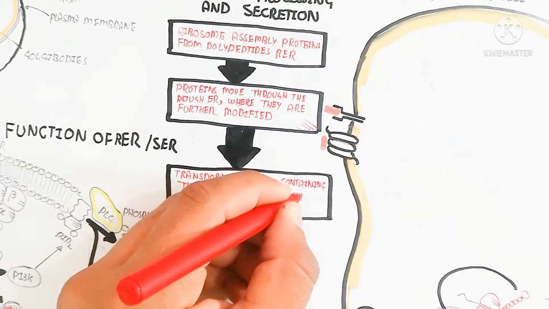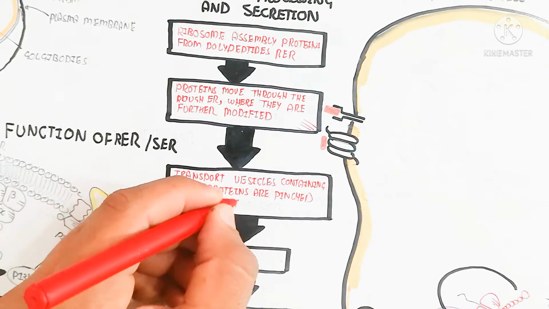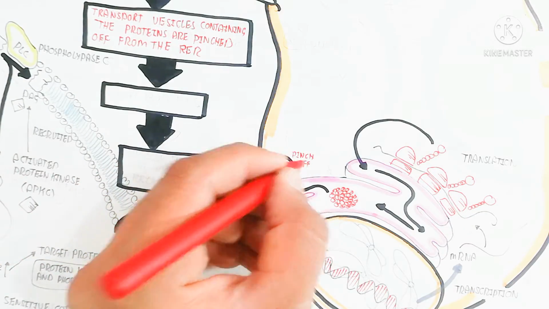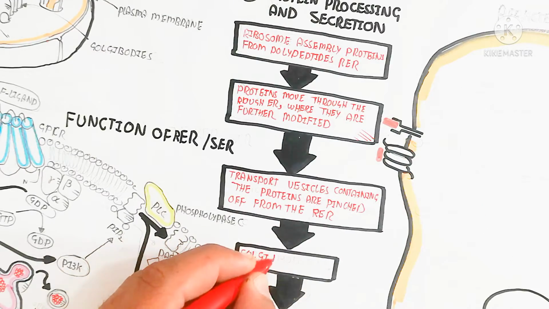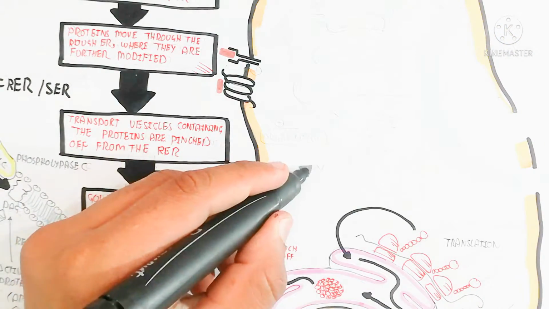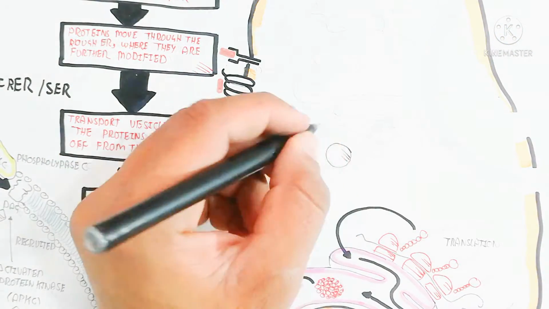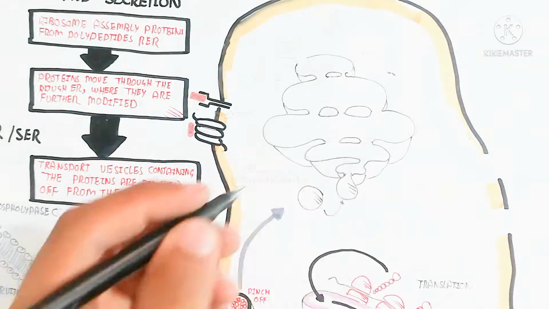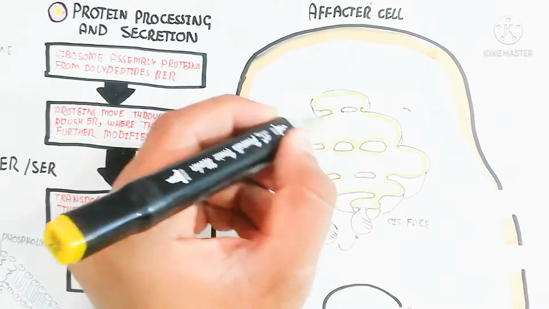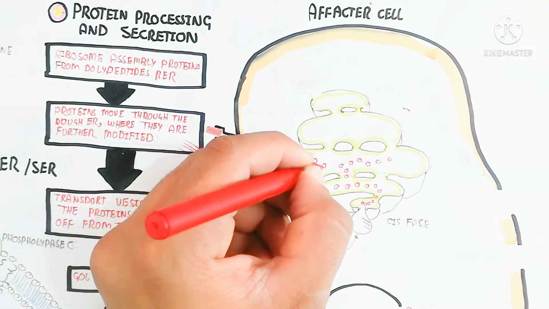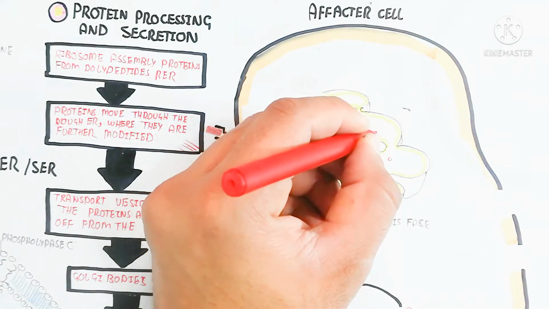So here is the transport. The vesicles containing the protein are pinched off from the rough endoplasmic reticulum, and in this way the transport vesicles containing the proteins move from the rough endoplasmic reticulum, are pinched off, and the Golgi body receives them. After the Golgi body receives them, the further processes will occur.